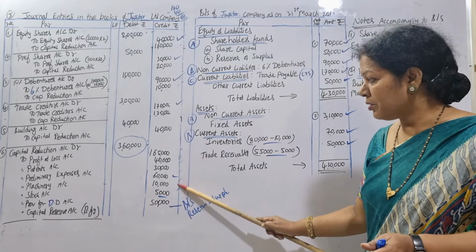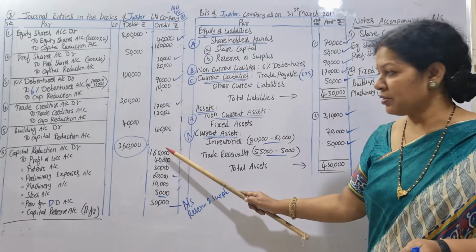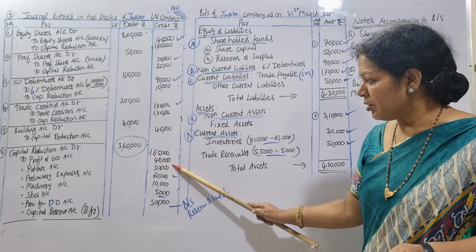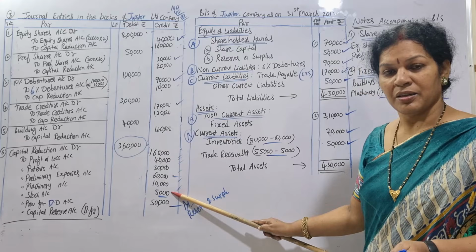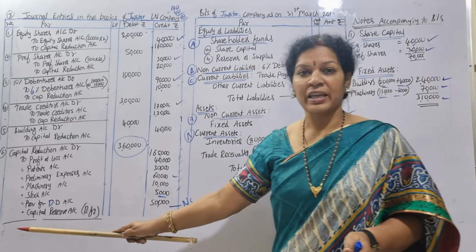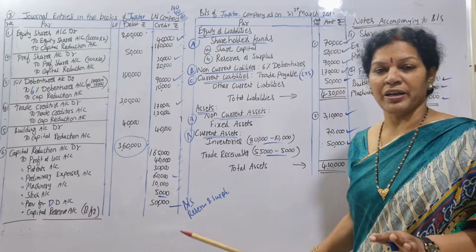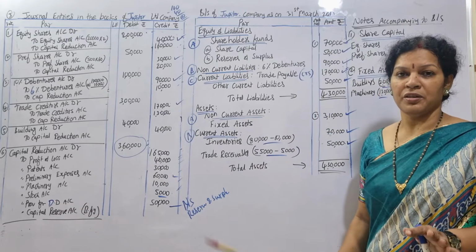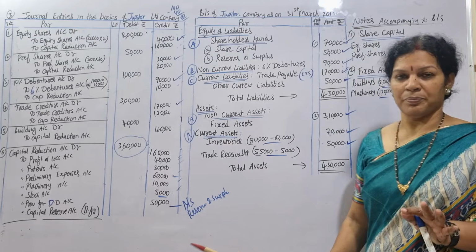So how many transactions did we get? 6 transactions. 3,60,000 minus all these 6, you get the difference of 50,000. This 50,000 we call a capital reserve. Capital reserve will be utilized in the balance sheet under the reserves and surplus column.